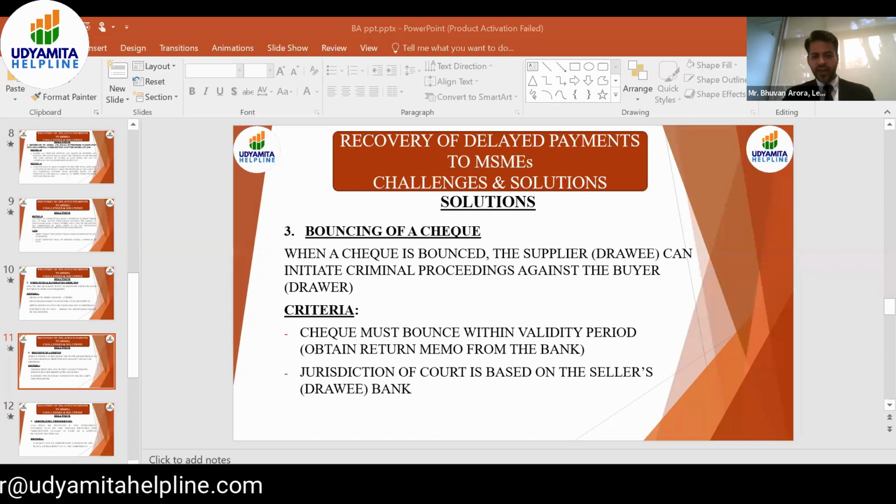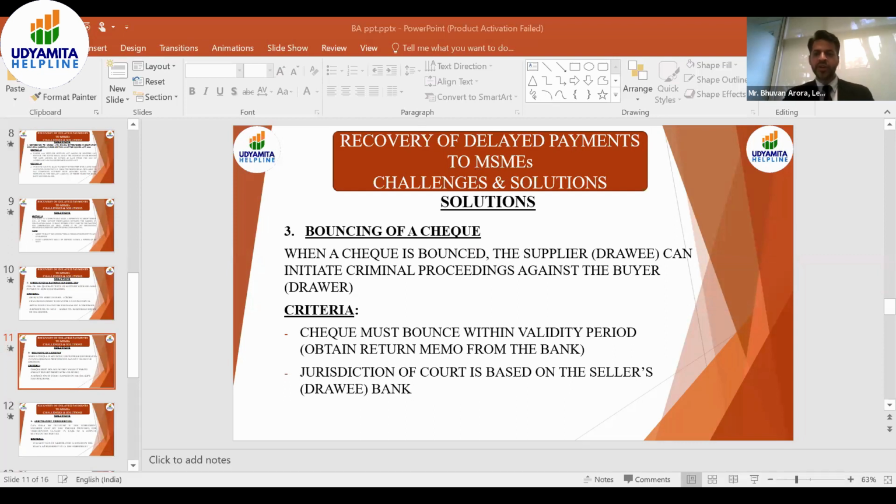Second, we have to obtain a return memo from the bank. As soon as we present the check, if the check is bounced, the bank will issue us the return memo. The return memo will contain the reason why the check was bounced. That has to be obtained, because that is what is annexed or attached with my application when I approach the court. What will be the jurisdiction?